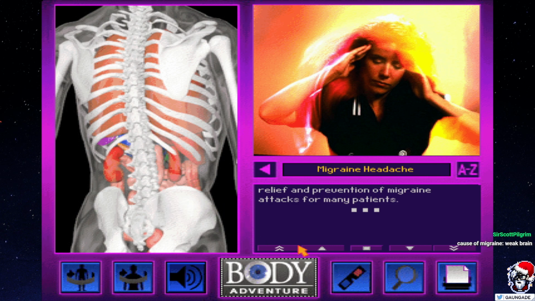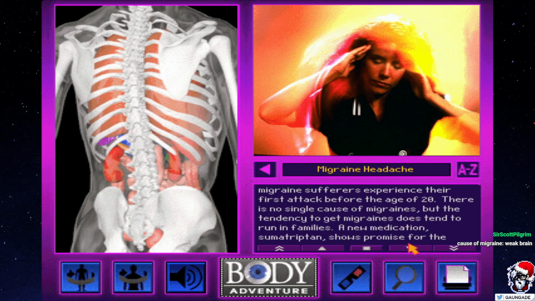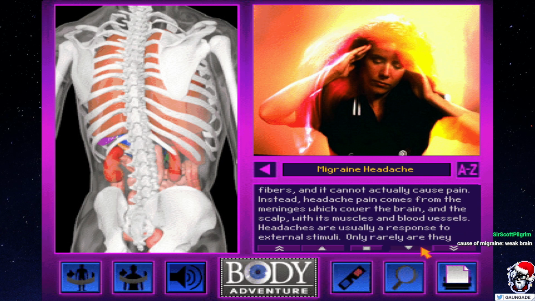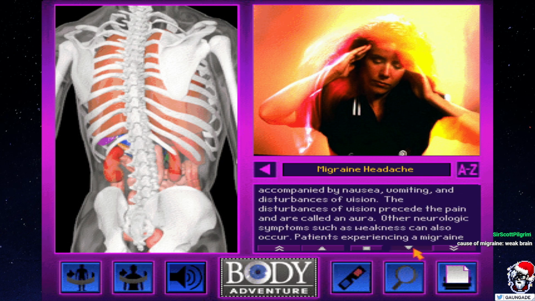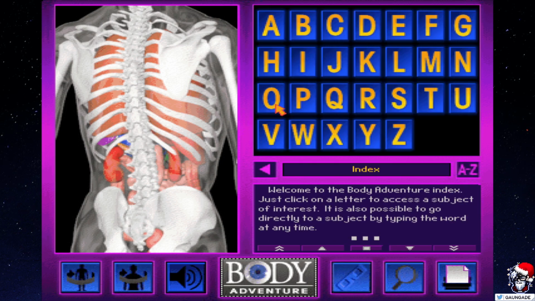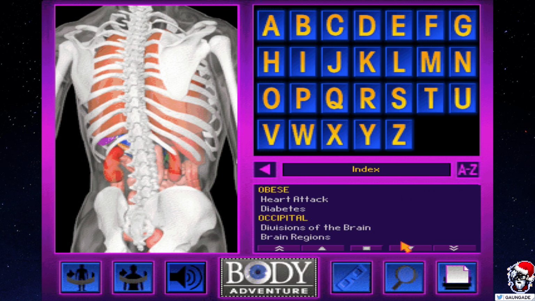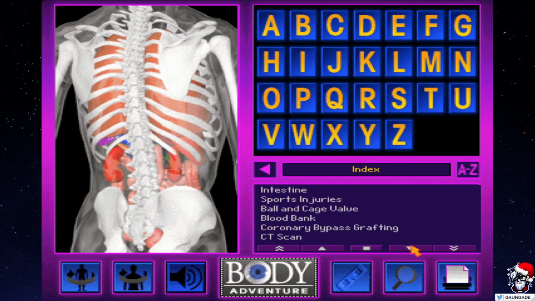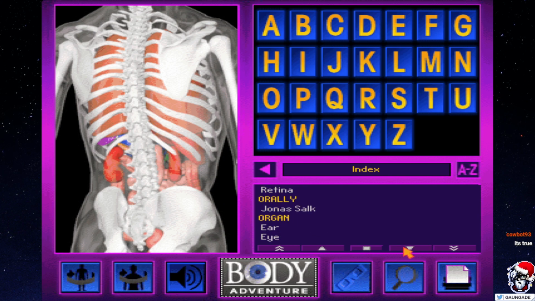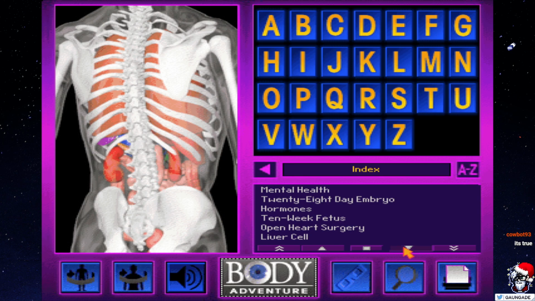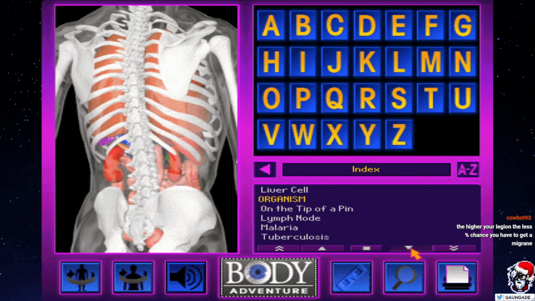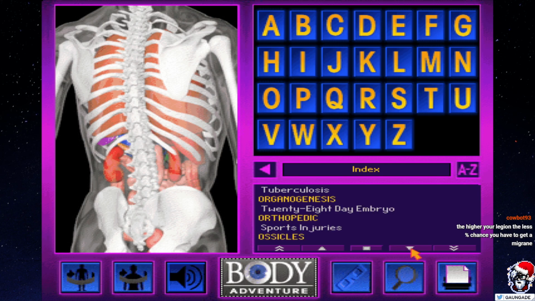Wonder where they are now. Sumatriptan. Weak brain. Not enough grinding in Maple Story. The more you grind, the more resistant you are to a migraine. Welcome to the Body Adventure Index. Orgasm. Is it anywhere? Organ? Holy shit. Organelles? On the tip of a pin, what the fuck?